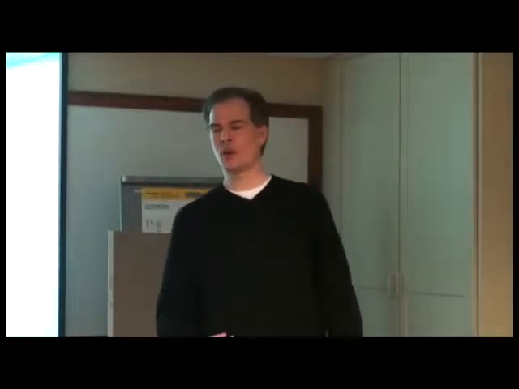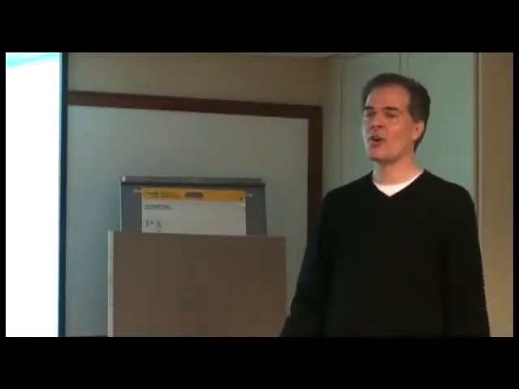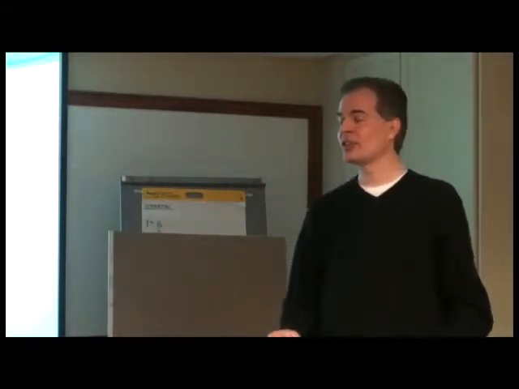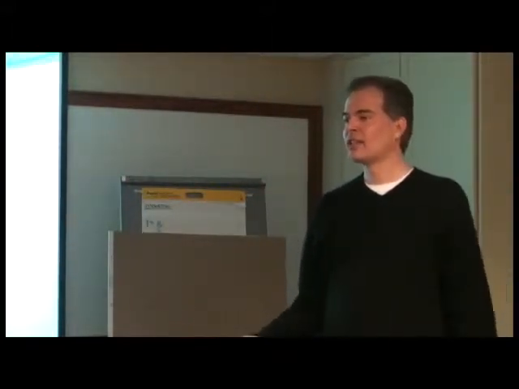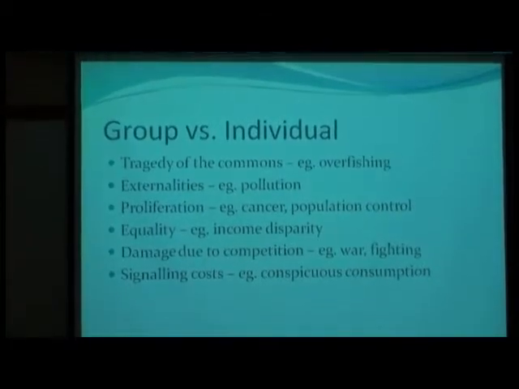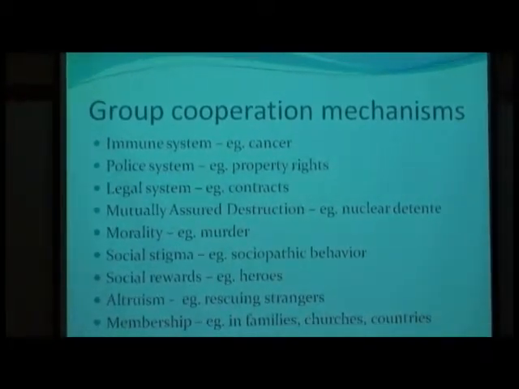Signaling costs, the thing we were talking about before: in order to prove that I'm wealthy, I need to drive a fancy car, even though the fancy car doesn't really help me get places better. It wastes the resources of society to put them into these signals that don't actually do anything. So there are a lot of signaling costs that are good for individuals and bad for society, and mechanisms for stopping that are important. There are a bunch of mechanisms that have been invented. I talked about the immune system, police systems, legal systems.